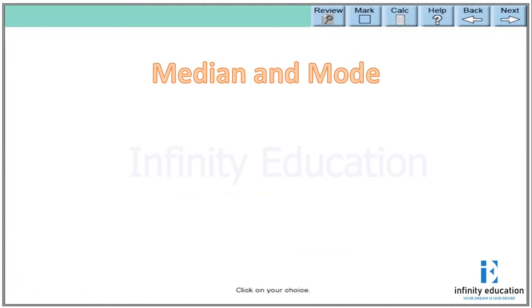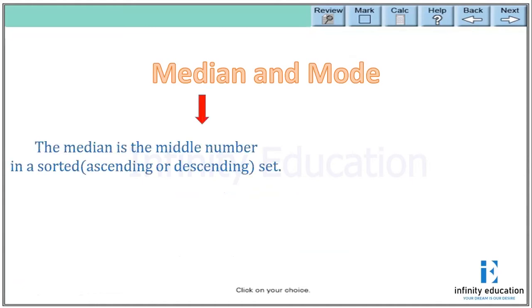Today in our 13th class, we will learn about median and mode. So now let's see what median is. The median is the middle number in a sorted, that's ascending or descending, set. That means it has to be sorted, and to get the median, we must consider the middlemost number.